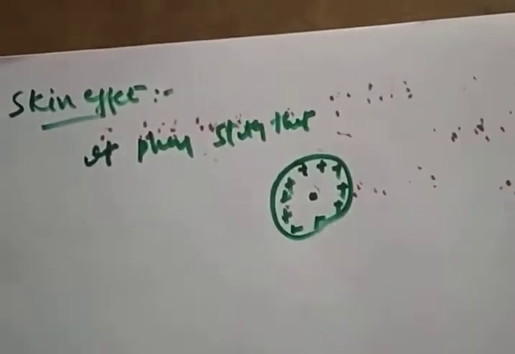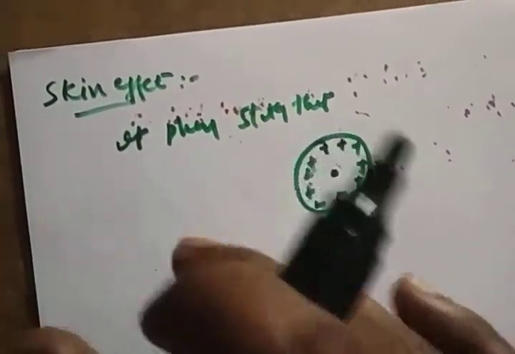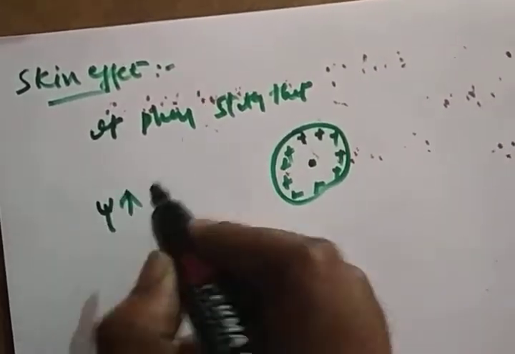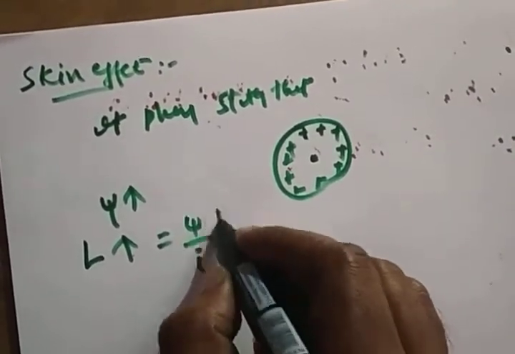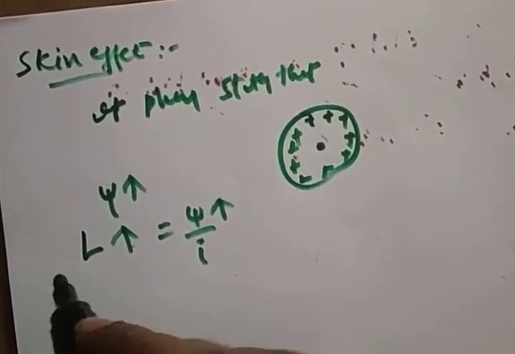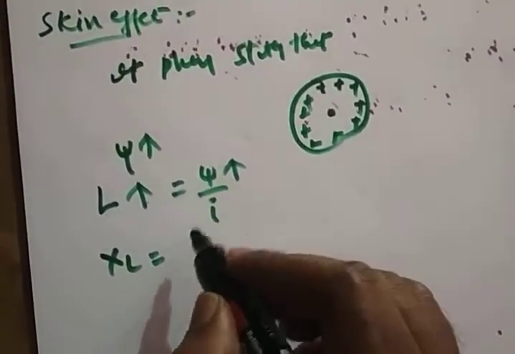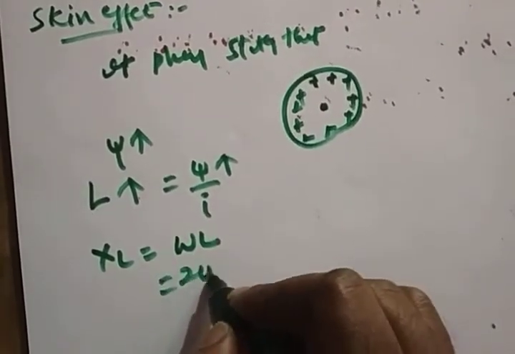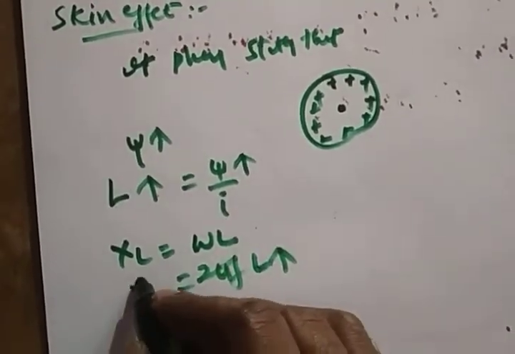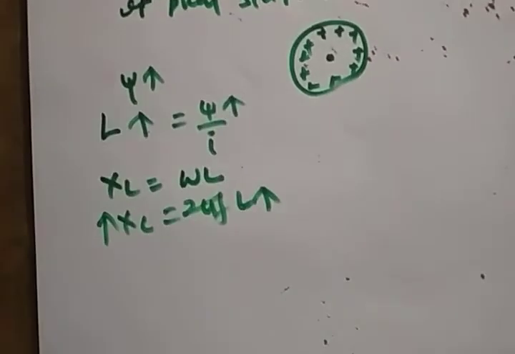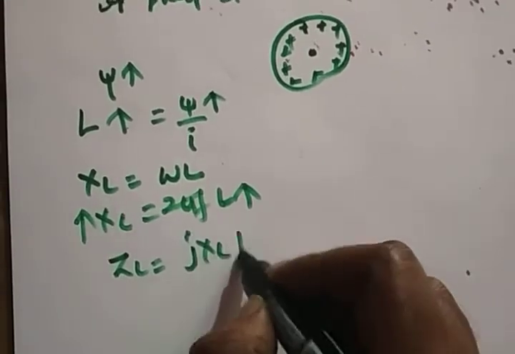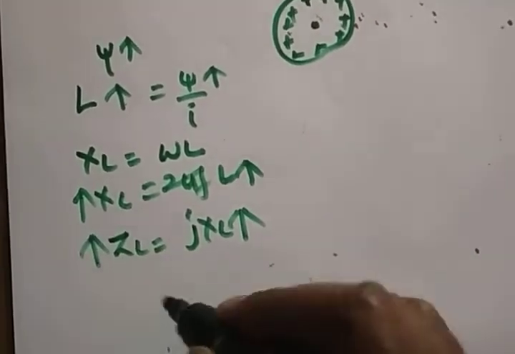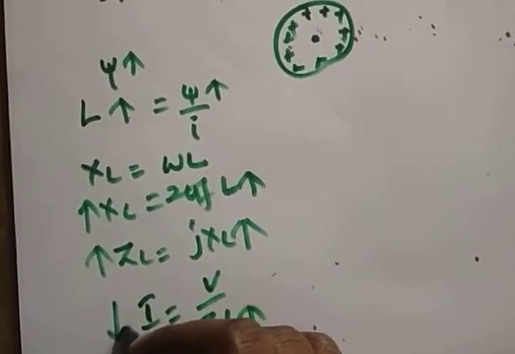We already discussed how at the center the flux linkages are very high. If the flux linkages are high, the inductance will be very high, since inductance L equals psi by I. So as psi increases, the inductance increases. If the inductance increases, inductive reactance XL, which is omega L, that is 2 pi f L, also increases. If XL increases, ZL, which is jXL, also increases. If ZL increases, what about the current? Current equals V by ZL, so if ZL increases, the current reduces.